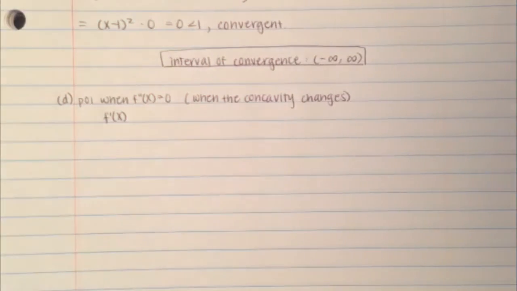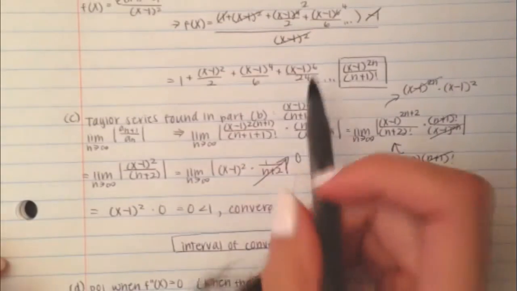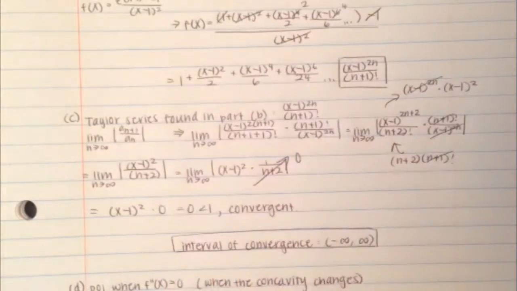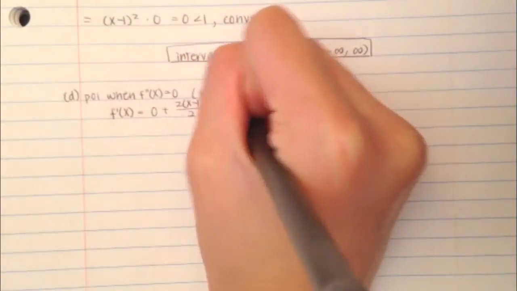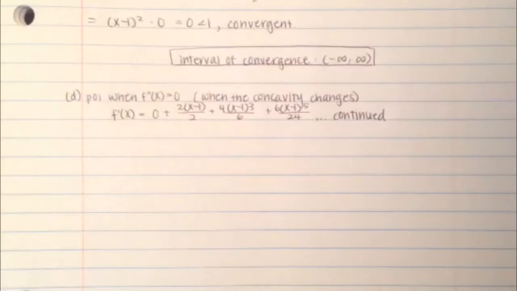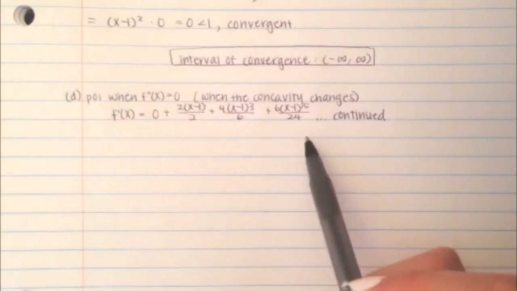So first you would have to take the first derivative. To take the first derivative, you would find the derivative of the first 4 non-zero terms of the Taylor series in part B. So the Taylor series in part B was this, so you would take the derivative of those. Then to find the second derivative, you would take the derivative of these terms.